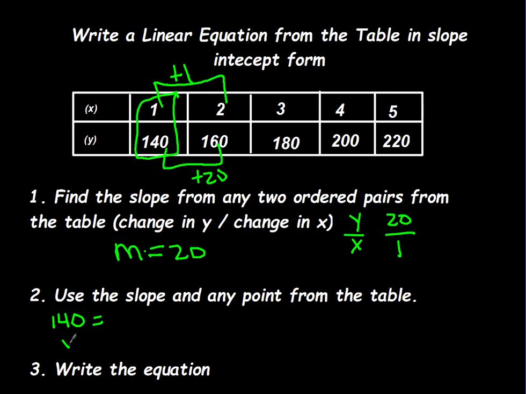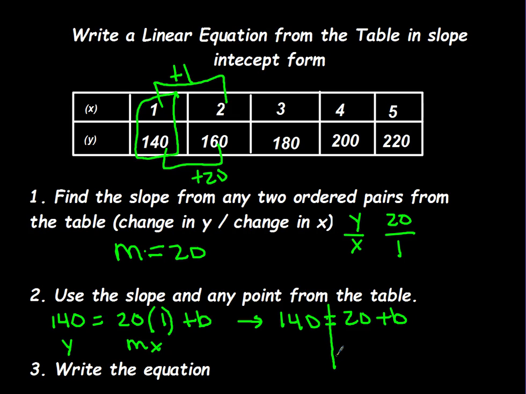equals, that's the same thing as saying y equals, well, I know my slope is 20, so it's going to be 20 times the x value of the pair that I chose, which is 1. So all I'm going to do is take the 1 and put it in there, and then plus b, because I don't know what the y-intercept is. So now all I'm doing is simply going to solve this equation. So I have 140 equals 20 times 1 is 20, plus b.